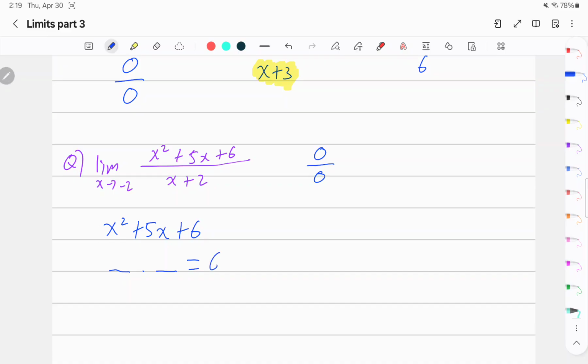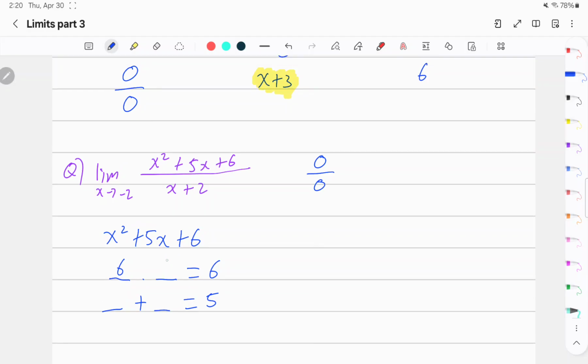So 6 multiplied by 1 is 6. And when you add them, they should be the same as the middle coefficient, or the coefficient of x, which is 5. So let's think of two numbers like that. If I do 6 times 1, I get 6. Now, if I do 6 plus 1, I get 7. And we don't want that. So what should we do?